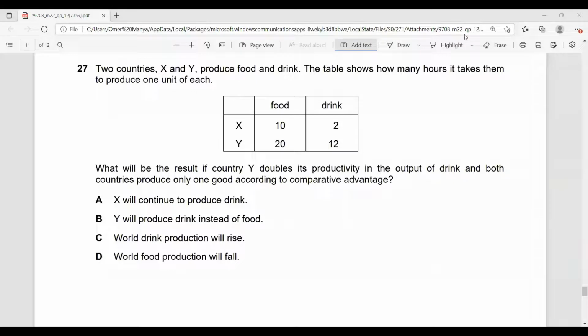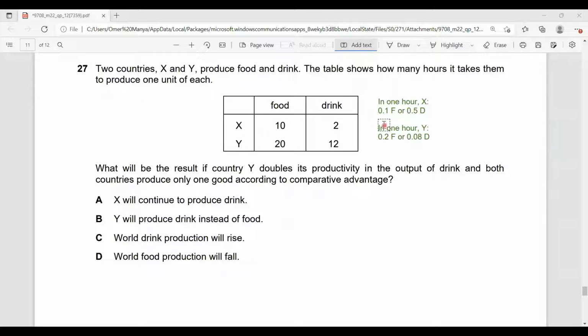Two countries X and Y produce food and drink. The table shows how many hours it takes them to produce 1 unit of each good. What will be the result if country Y doubles its productivity in the output of drink and both countries produce only 1 good according to comparative advantage? First step is to make sense of what the question is informing you of. It tells you how many hours it takes to produce 1 unit of each good. So it takes 10 hours to produce 1 unit of food, 2 hours to produce 1 unit of drink for country X, and so on.